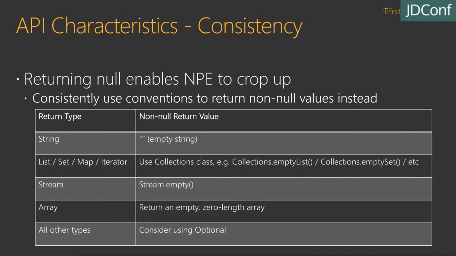Stream has stream.empty. Arrays, we can just return an empty zero length array. And JDK 8 introduced the concept of an optional. An optional is a really good choice that you might use for returning things that may or may not be null that you want the user to be defensive about without necessarily running into null exceptions.